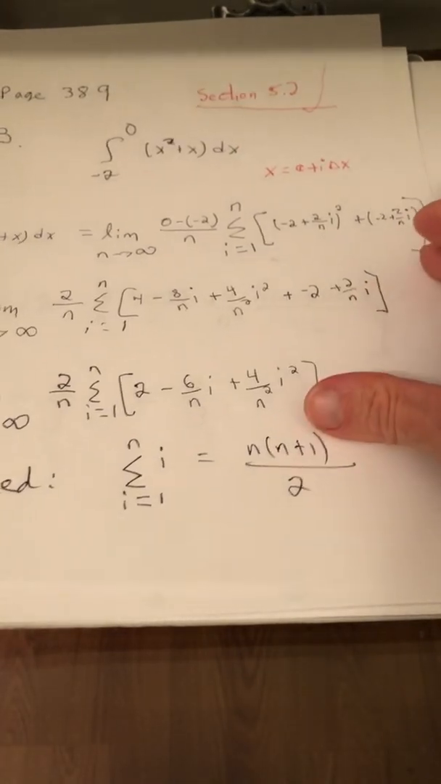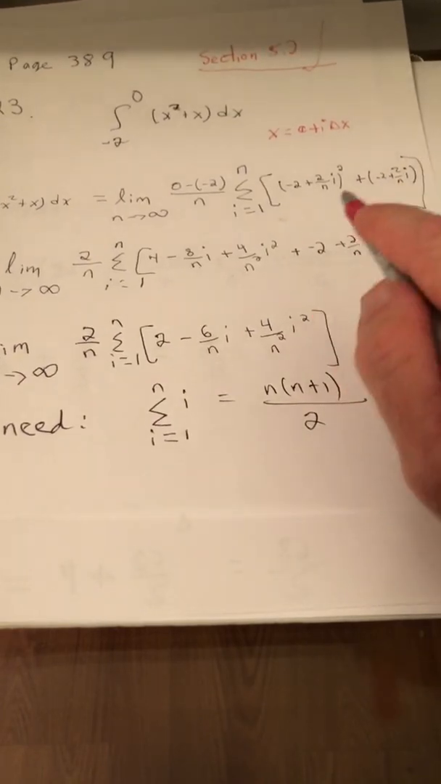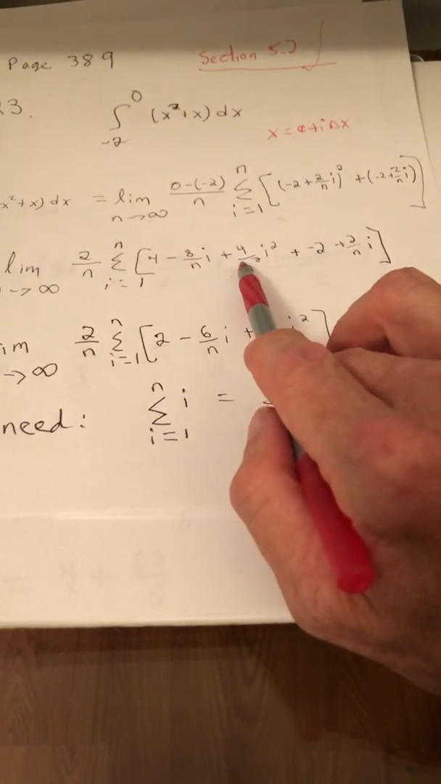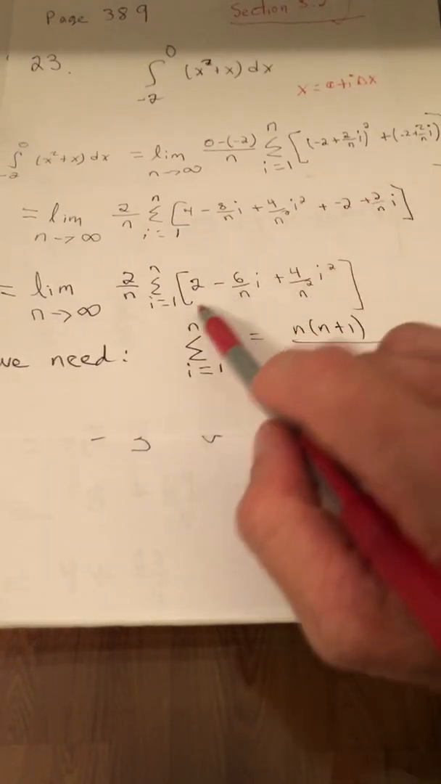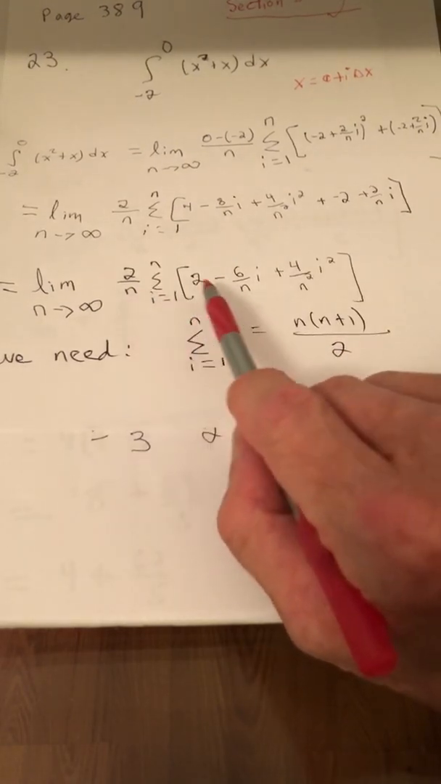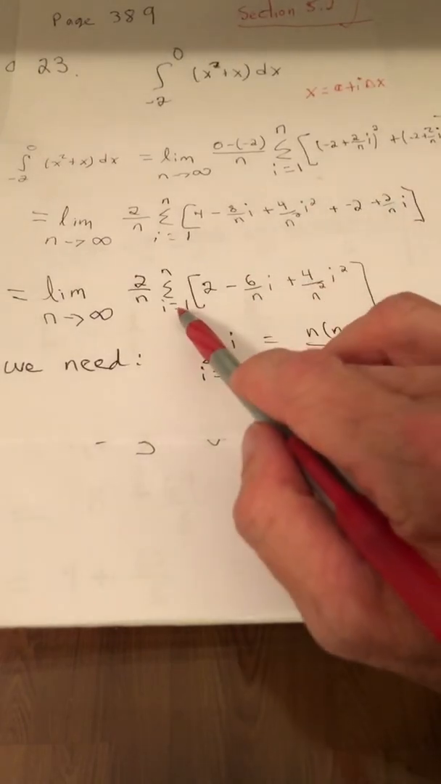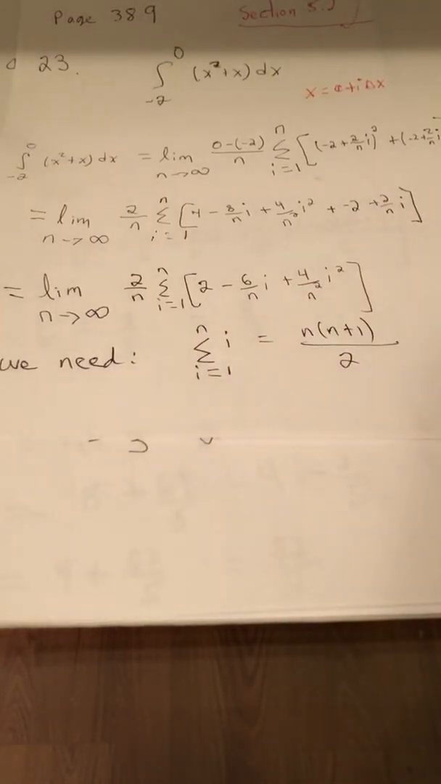Okay, so expand this out, and we're going to combine like terms. What you'll notice is that we get summation in terms of either a constant or some power of i.